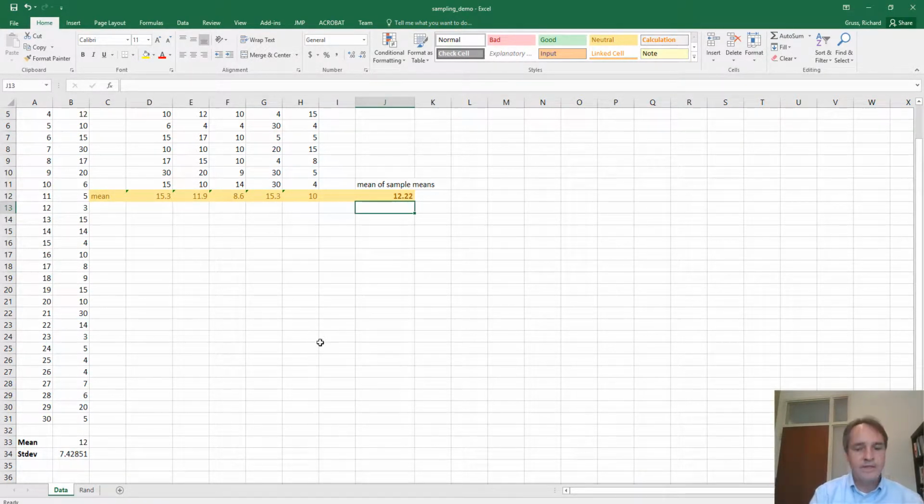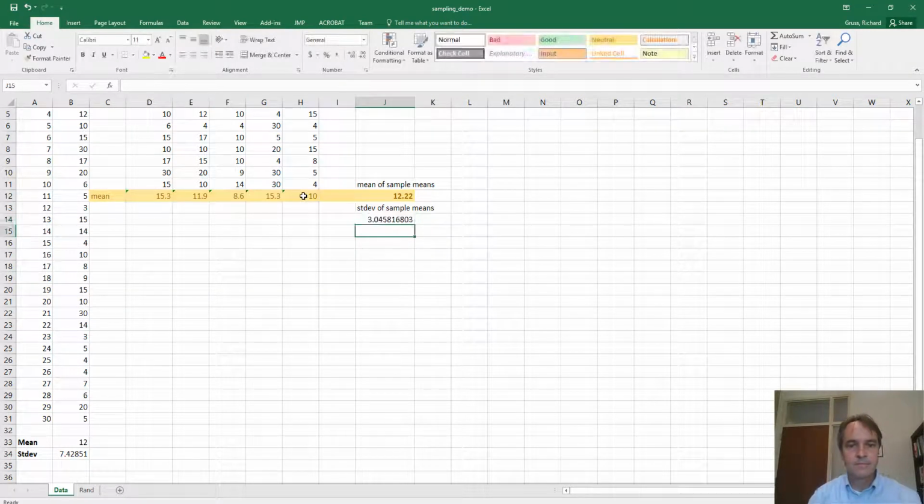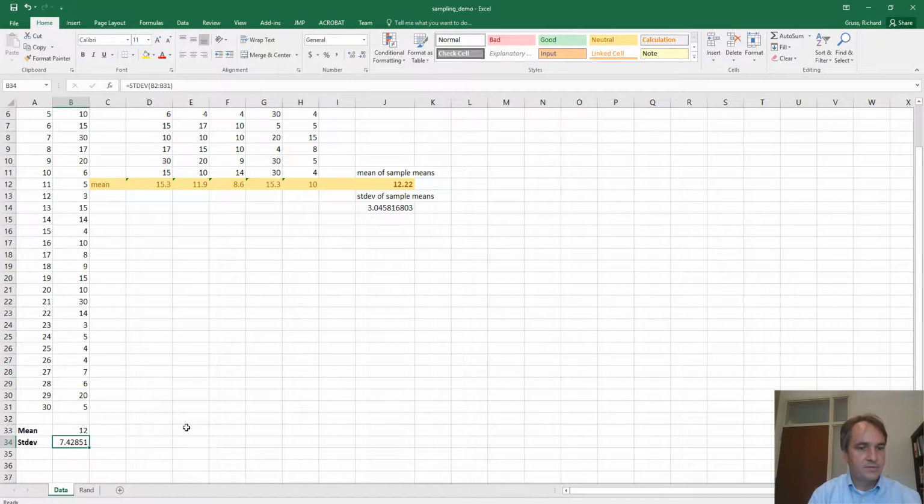Okay, so the other thing that the central limit theorem tells us is that the standard deviation of these means is going to be equal to this divided by the square root of the sample size. Okay, so our sample size was 10, so let's see if that is the case. So this will be our standard deviation of sample means. Okay, so standard deviation of all these things. Okay, 3.045.